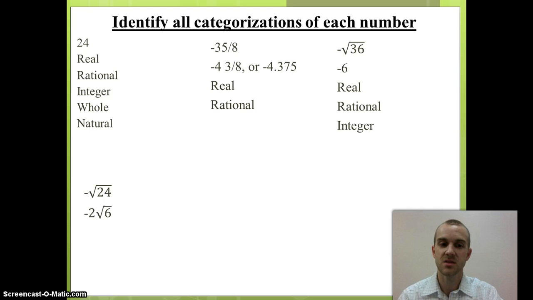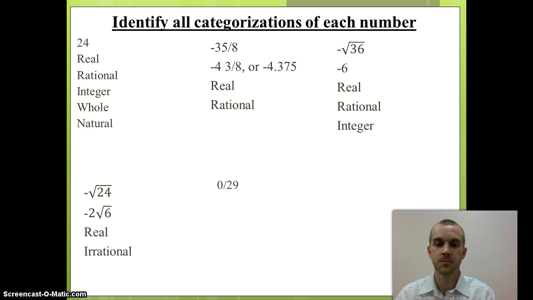Negative square root of 24, if I try to simplify that, I would get 2 times the square root of 6, and the square root of 6 is not rational, so I know this number is real and irrational because I have that square root component. And if I have 0 over 29, a 0 over any number is always 0. 0 is real, it is a rational number, it is an integer, and it is a whole number.